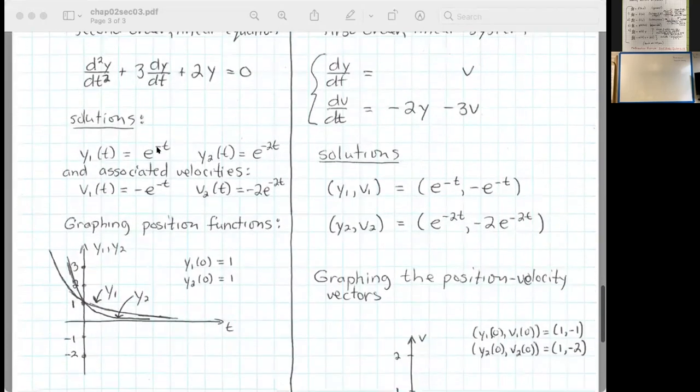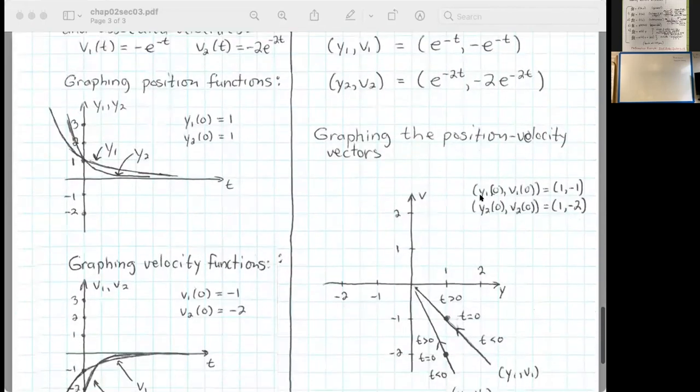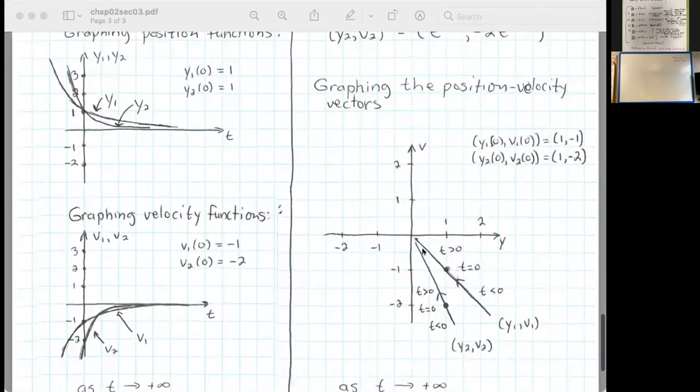If I graph the e minus t and the e minus 2t, I see the exponential decay. If I graph these two vectors parametrically on the right, I see exponential decay to the origin. I'm not drawing a vector field, I'm drawing two straight line solutions in the phase plane. So you need to train yourself to see the solutions on the left combining to make the solution on the right.